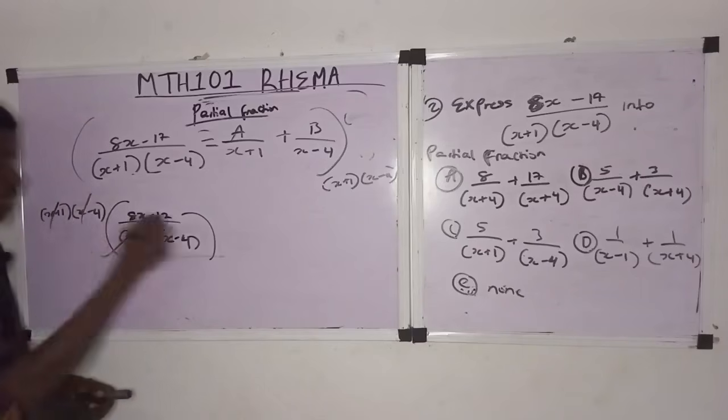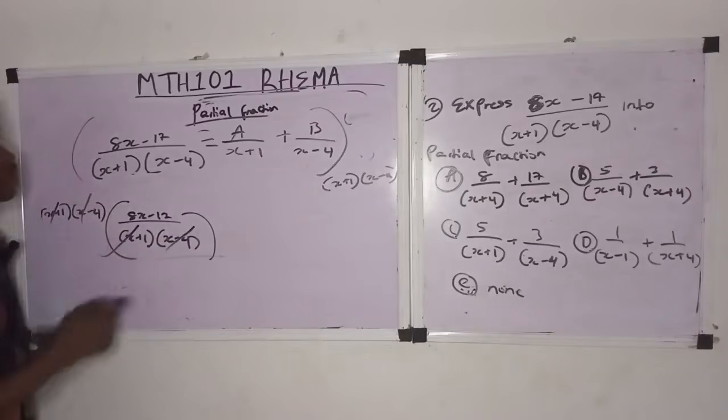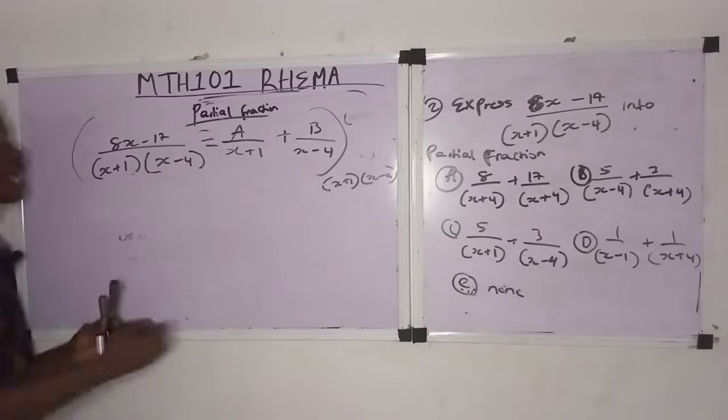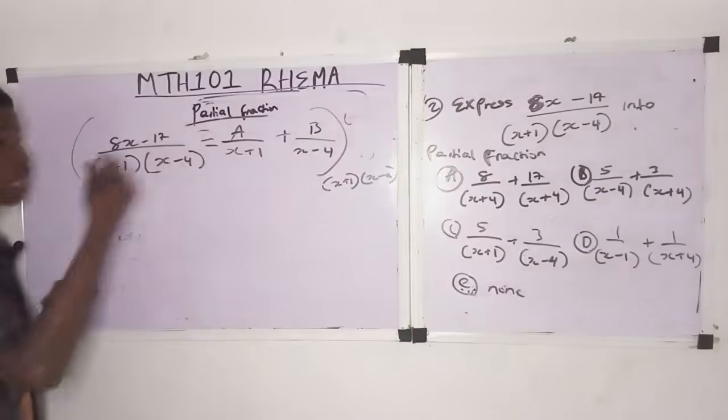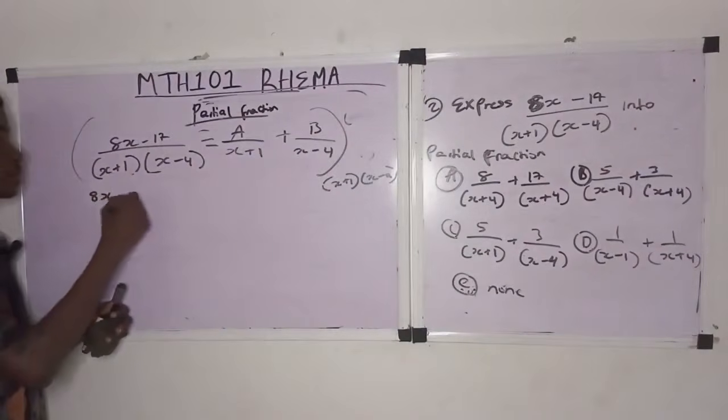This one will cancel, this one will cancel, this will be left with what? 8s minus 12, right? 8s minus 17. Okay, so we'll be left with 8s minus 17 this side, right? Yes. So if you multiply everything, we are not done yet too. So here will be what? 8s minus 17, right? Yes.